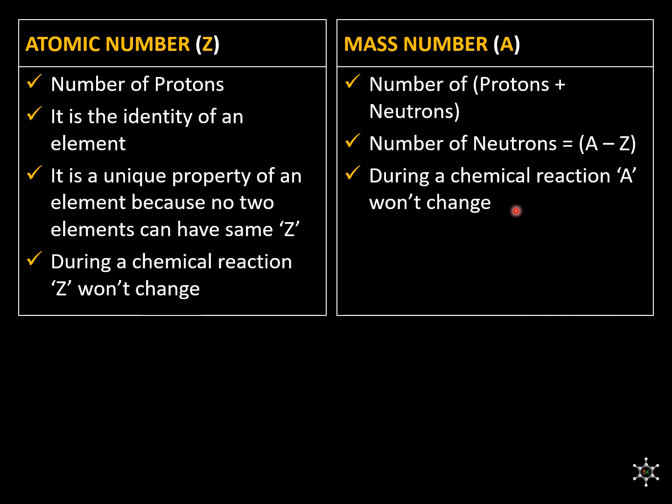To represent an element with atomic number and mass number, we use a symbol like this or like this. All the time, atomic number Z will be mentioned as a subscript either on the left hand side of the element symbol or on the right hand side of the element symbol. Mass number A always sits as a superscript on the left hand side of the element symbol.